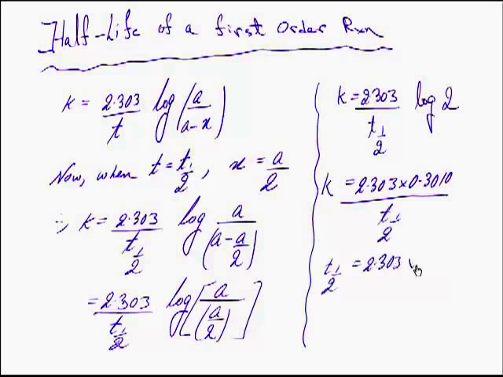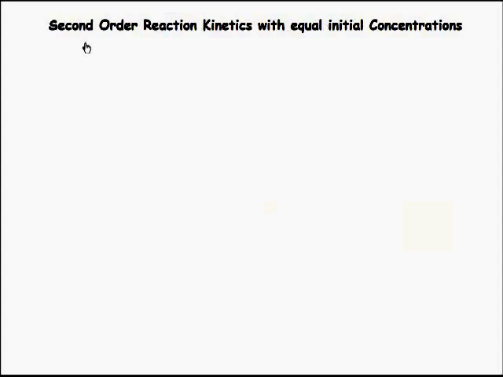So half-life time, and this can be further simplified as 0.693 upon k. So this becomes the expression for half-life of a first order reaction. Now I hope you all realize that here there is no concentration term involved, and if there is no concentration term involved, then it means that half-life of a first order reaction is independent of the initial concentration. Now let's derive the rate law expression for a second order reaction with equal initial concentration of both the reactants.